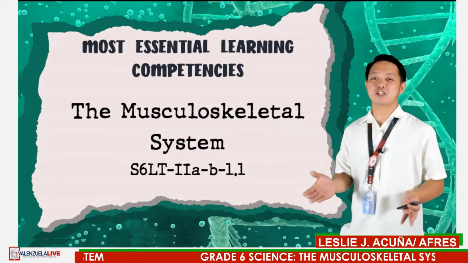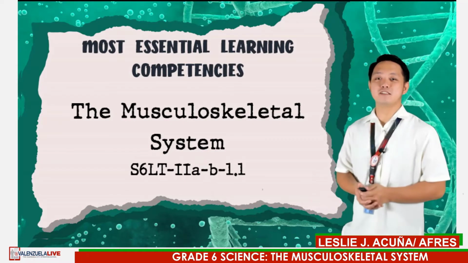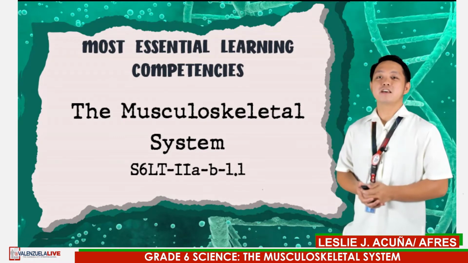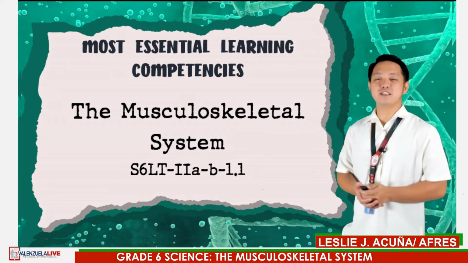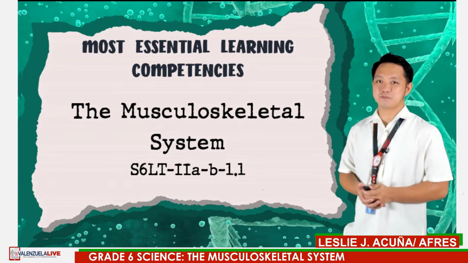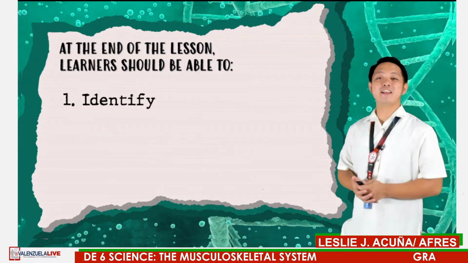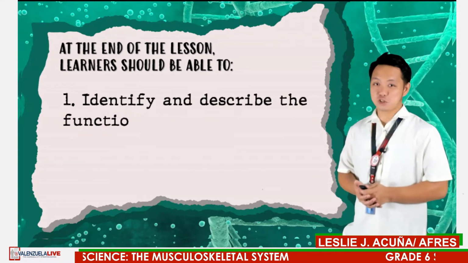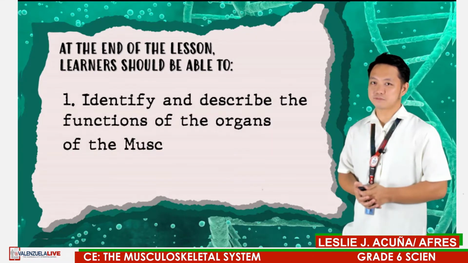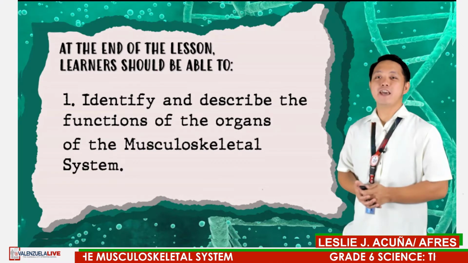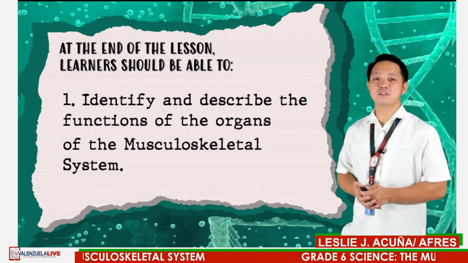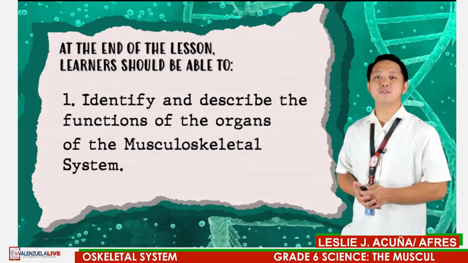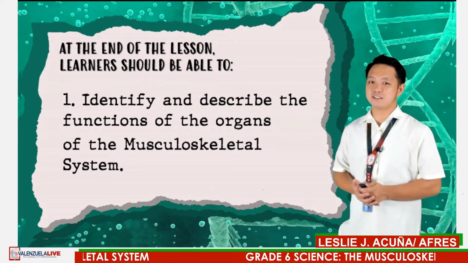Our most essential learning competency in Science 6 is the musculoskeletal system. And at the end of our lesson, you should be able to identify and describe the functions of the organs of the musculoskeletal system.